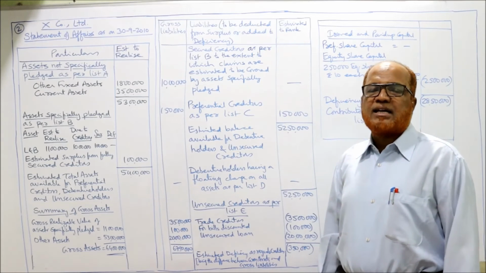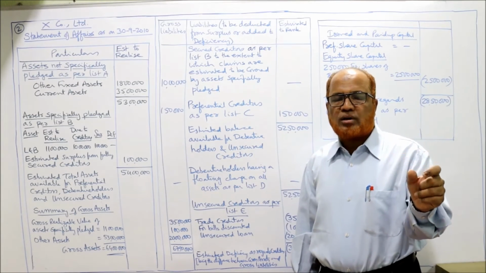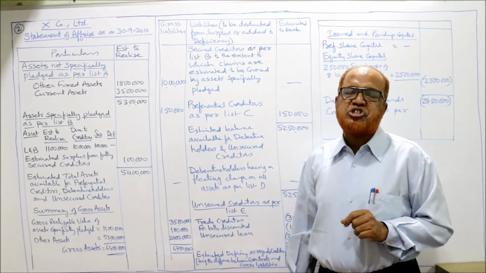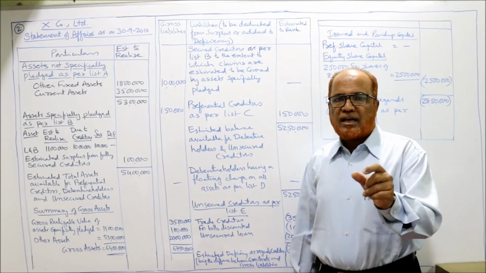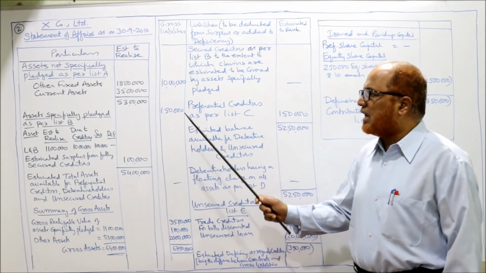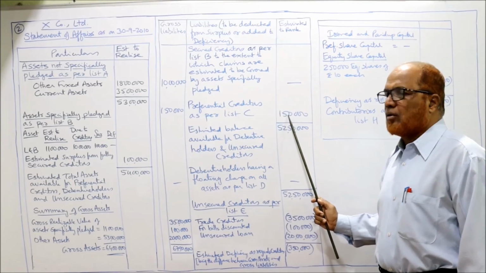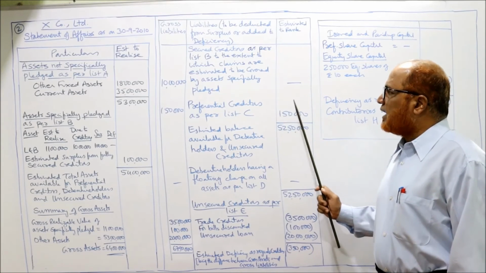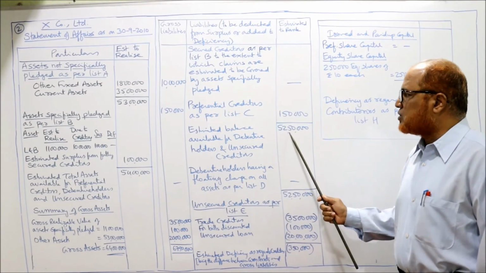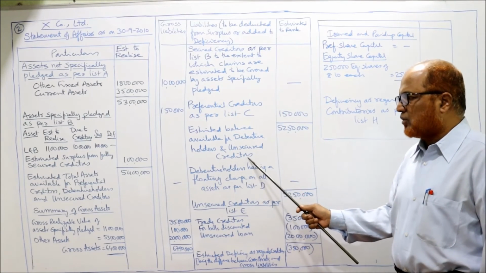Then preferential creditors as per list C. In the problem, it is given excise duty demand. Any taxes, rates, or any amount due to government will be a preferential creditor. So tax due, excise duty due to the government is a preferential creditor. 1,50,000. Take it in gross liability column and estimate it to rank column. Now subtract 1,50,000 from these assets. 54 lakh minus 1,50,000, 52 lakh 50,000. Estimated balance available for debenture holders and unsecured creditors.